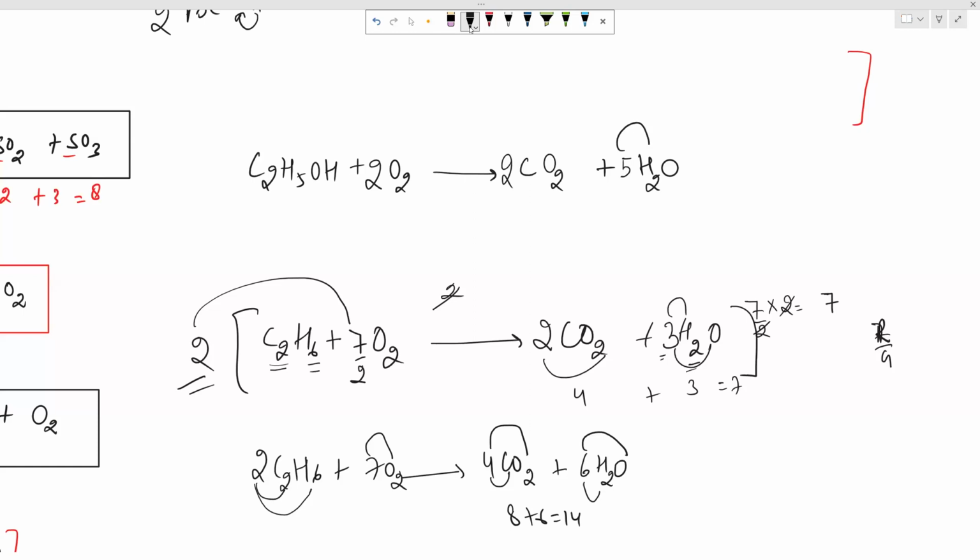Here there are 10 hydrogens, here 6 hydrogens. Total 5 plus 1, 6. Here it is 2 times 4 and 1, 5 oxygens. Here it is 4 and 4 and 5, 9 oxygens. Sorry. Balance it again, please.